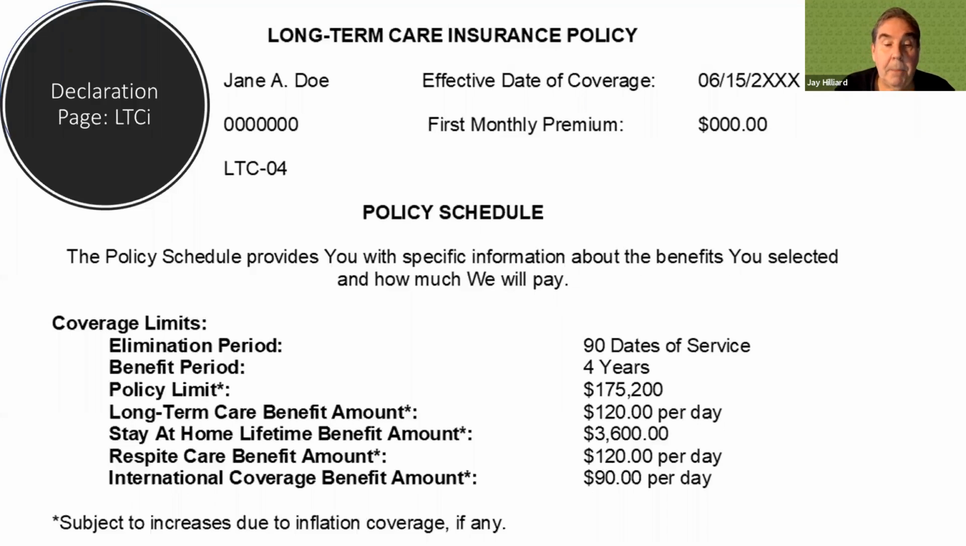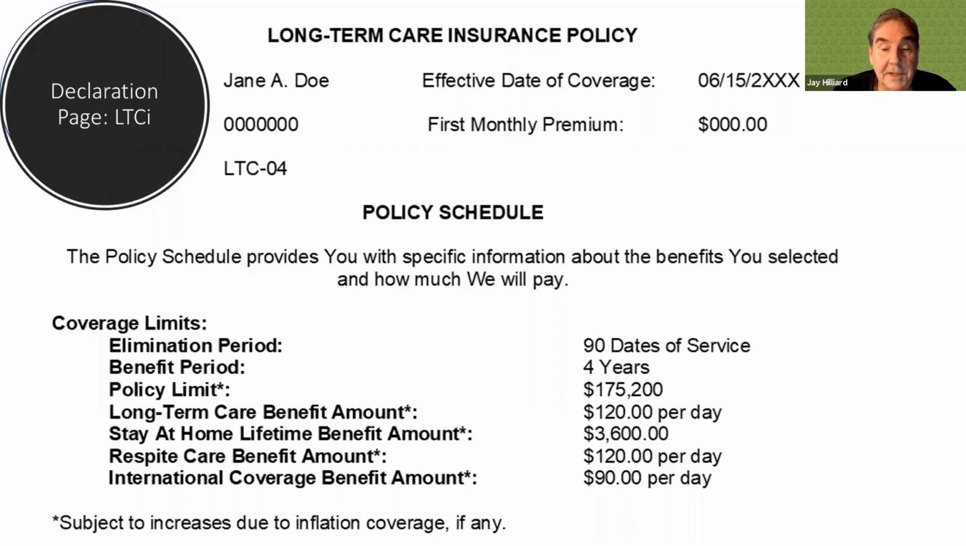This policy has a policy limit of $175,200. Where that number comes from is the next term on this sheet, the benefit amount. This policy has a $120 per day benefit amount. That number, $175,200, comes from the number of days in 4 years times $120 a day, and that's where they get the policy limit. We'll talk more about that on an upcoming slide.